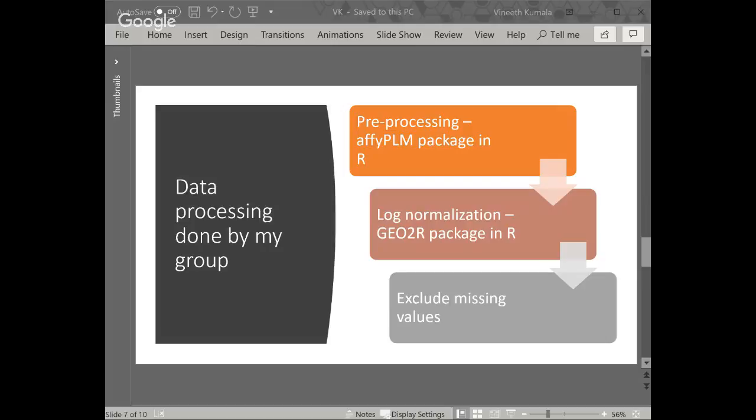Along with the normalization and log transformation, the expression set contained an excessive amount of missing values. Since missing values are carried through computations, we had to exclude them so that meaningful calculations may be obtained from the available data.